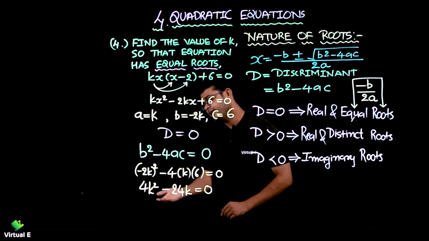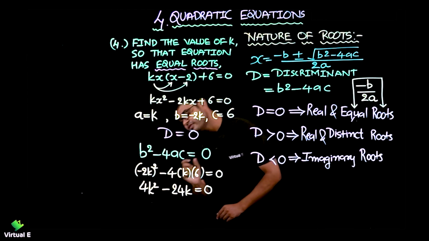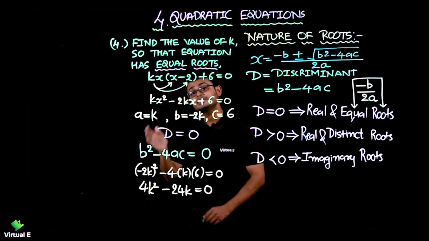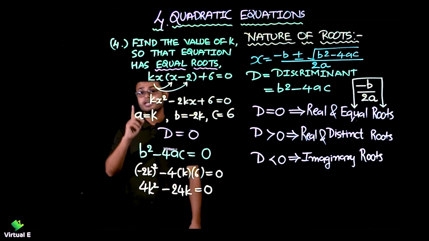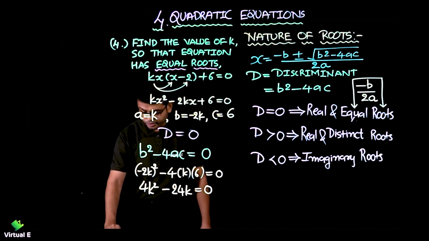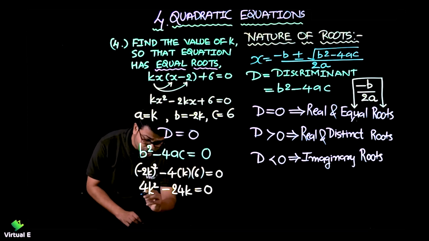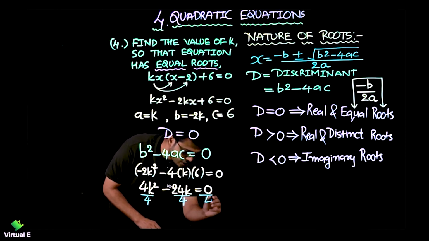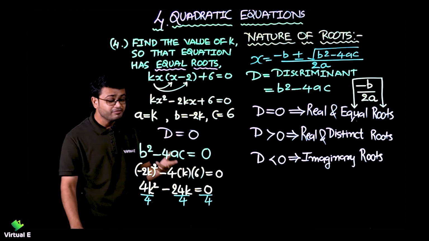Are you able to find any similarity between coefficients 4 and 24? See, they both are present in this same table, which is the table of 4. So what I'm going to do is divide each term by 4 for simplification. Here also 4. You must be thinking, why are you dividing by 0?